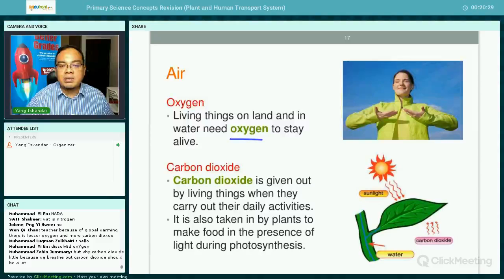So you can see there is a nice relationship between the plants and humans and animals. That is why when we learn under the topic of man's impact on the environment, when there is massive deforestation, there will be an imbalance in the amount of oxygen and carbon dioxide in the air, in the atmosphere.